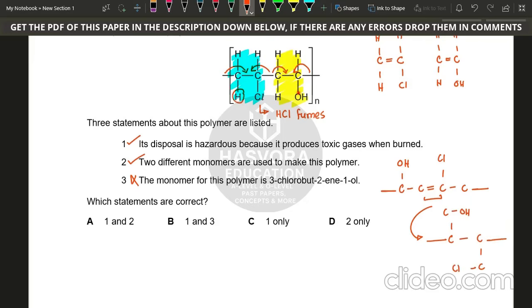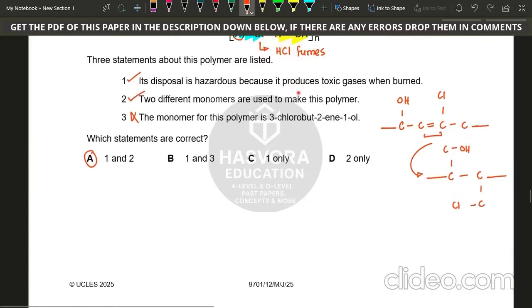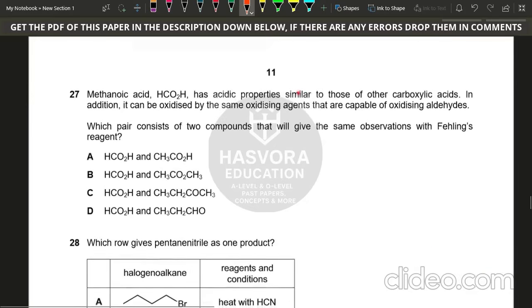It will be something like this. Okay, it will not be in the other arrangement, so this will be incorrect. So this means that statements 1 and 2 are the only correct answer. Okay, let's move on to question number 27.